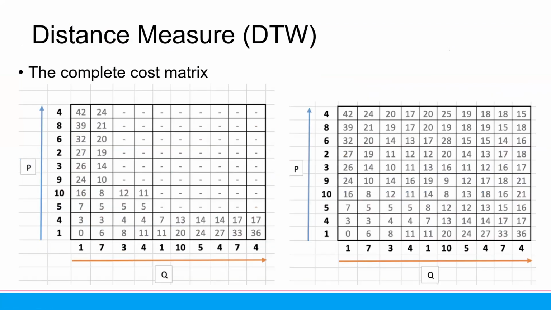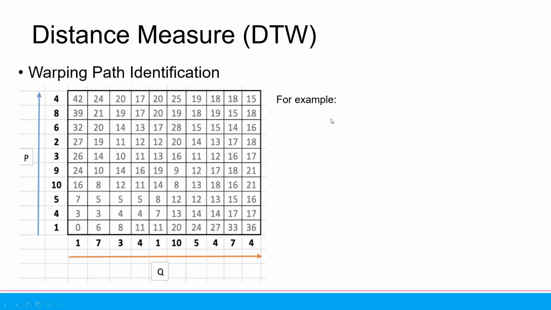So we need to calculate for all the cells until it is completed. And we call it the complete cost matrix. So this is the complete cost matrix. After we have this cost matrix, we need to identify the warping path. What is warping path? We want to find what is the minimum value from the top right onto the left bottom.